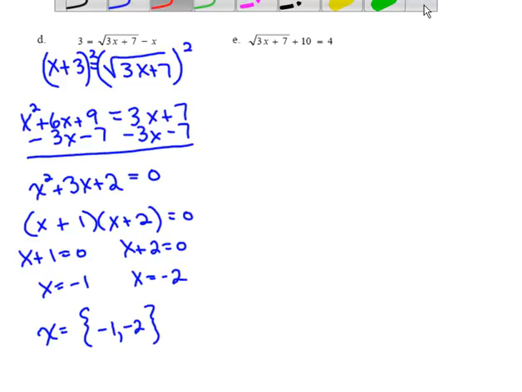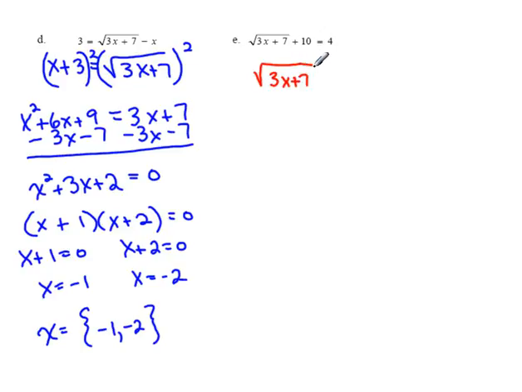Okay, last problem of this type. Let's isolate the radical by subtracting 10. And you'll notice that that gives us the square root of 3x plus 7 equals negative 6. Well, back in problem C, we saw that the square root equals a negative was a problem. Well, we know that we can't have the square root equal to a negative, so we're probably going to come up with no solution here as well.